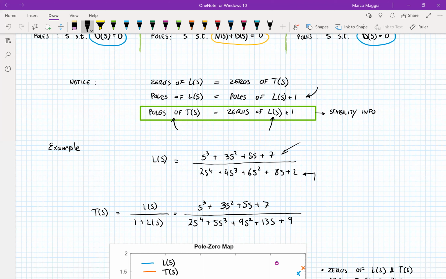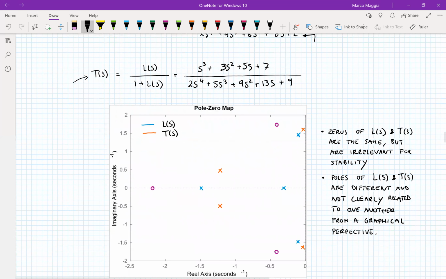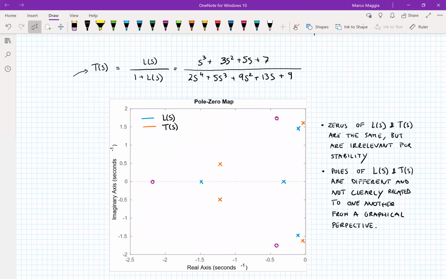Now, let's try to plot the zeros and the poles of L and of T of s, and let's see if we can find any resemblance, any similarities, at least from the graphical point of view, between the poles of the two transfer functions. So here in blue, we have the poles of L. So we have 2 real poles and 2 complex conjugate poles.